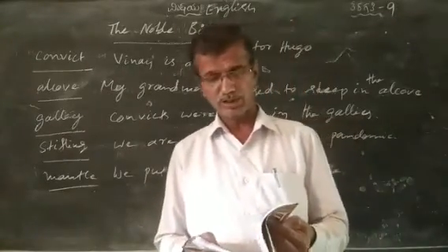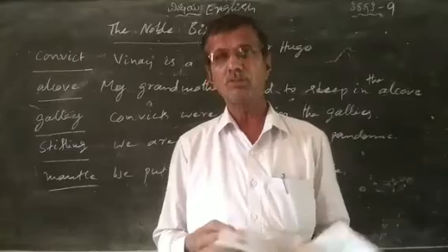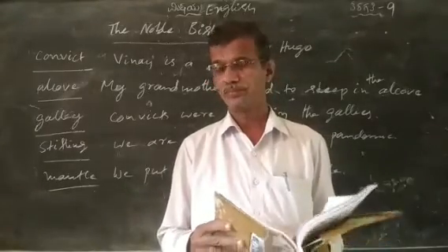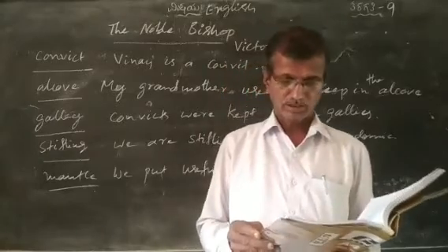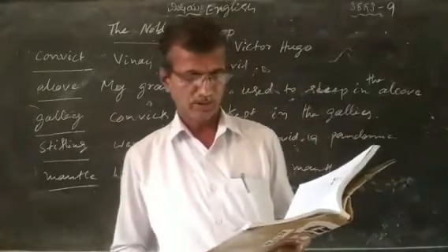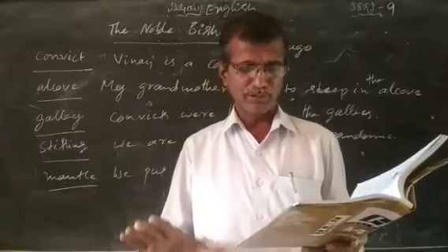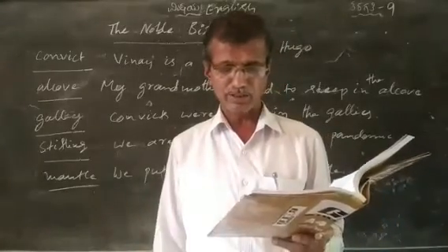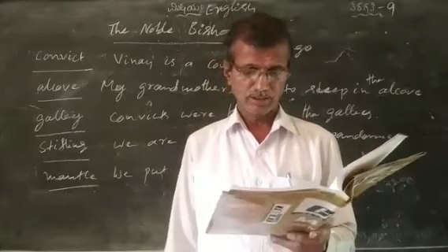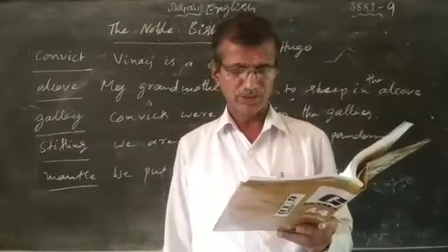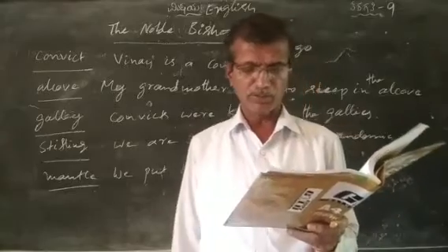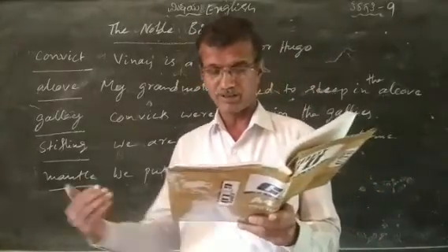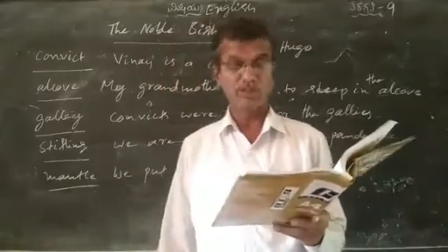So I am going to read the lesson. You will have to listen to me carefully. See first, the table is laid for dinner. Silver plates are set on the table. The bishop is seated. His sister Baptistine is ready to serve. A convict enters.